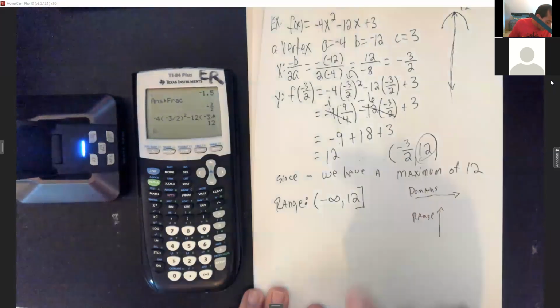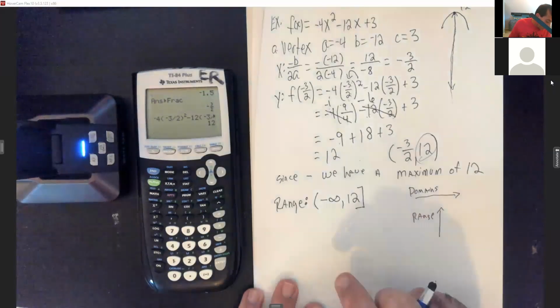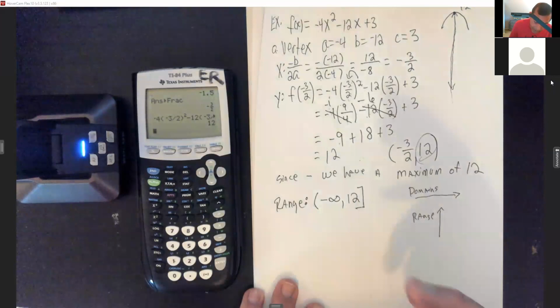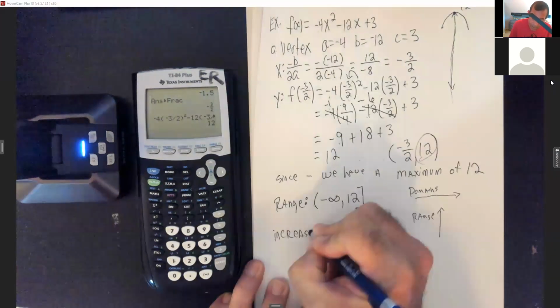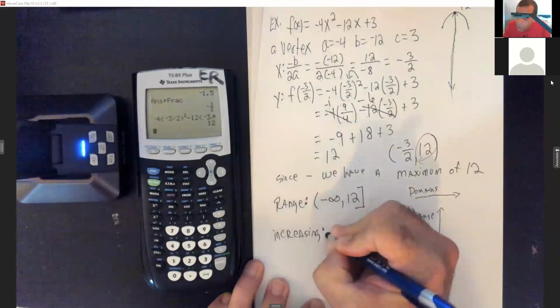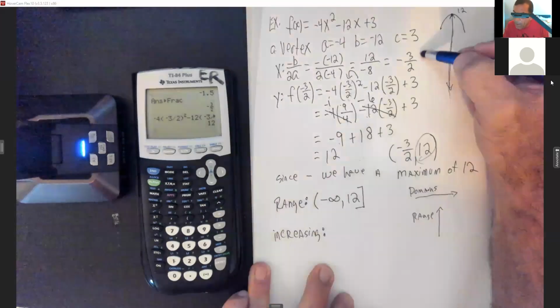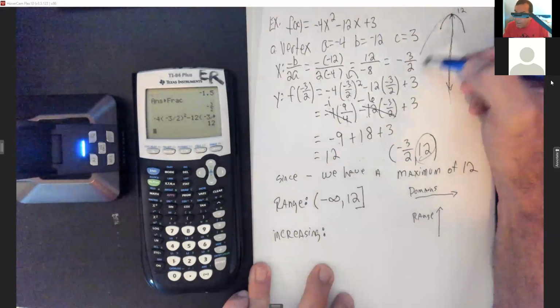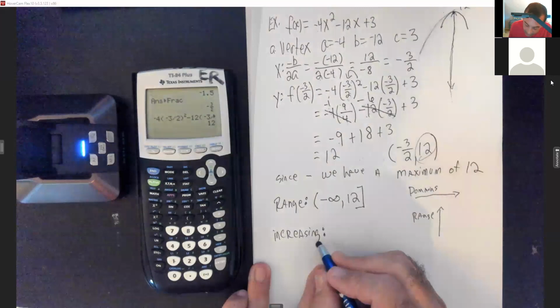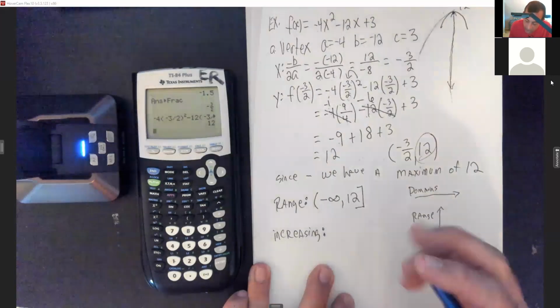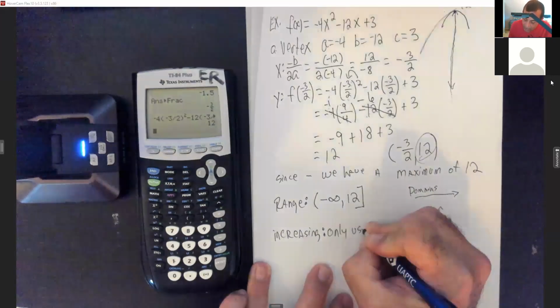All right, what do you want to know next? Increasing. Increasing is where it's going uphill. Well, since ours is flipped over, in increasing, we only worry about the x's. So only use x's.